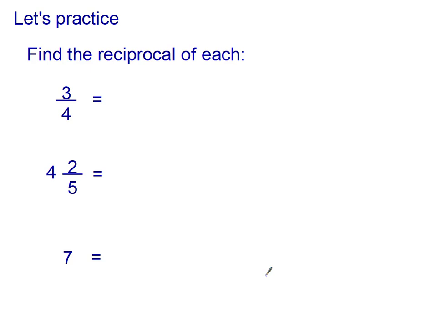So we just had 3/4, but let's try it again. The reciprocal of 3/4 is going to be 4/3. These really aren't equals, so I apologize for that. They need to be more like arrows. So if I have 3/4, to find its reciprocal, it is 4/3, and then we simplify that, and that would simplify down to 1 1/3.